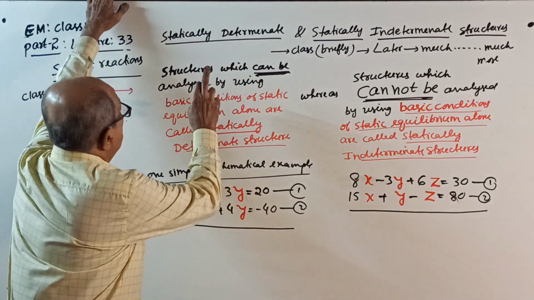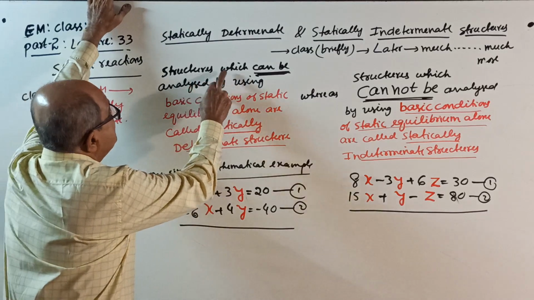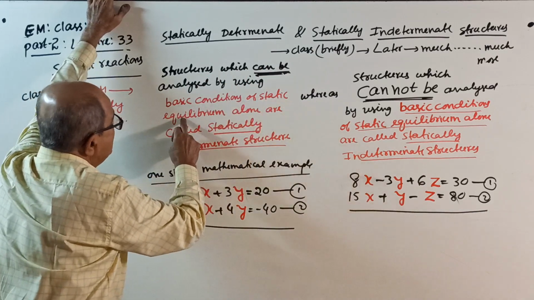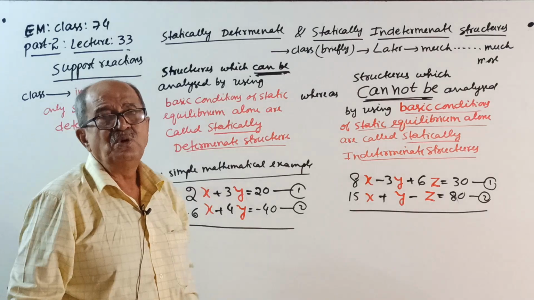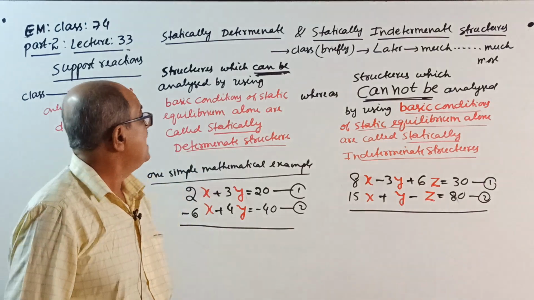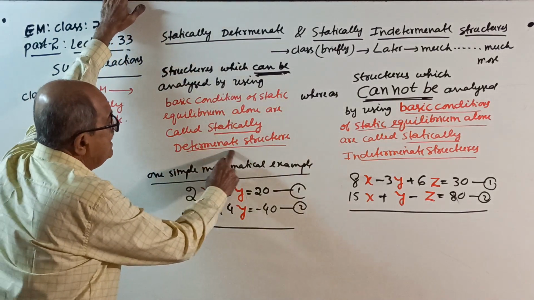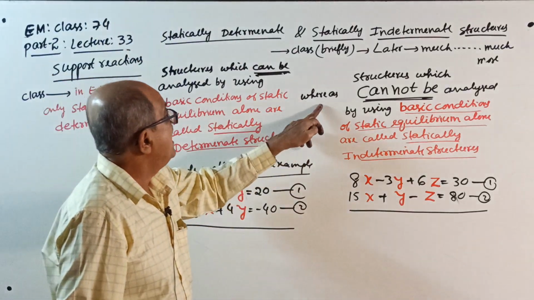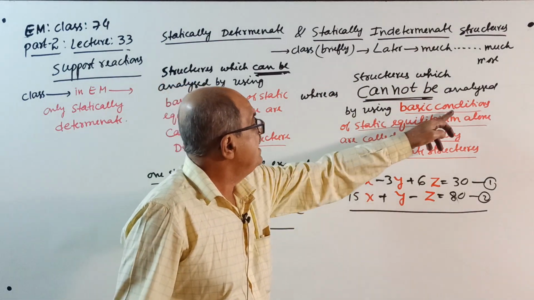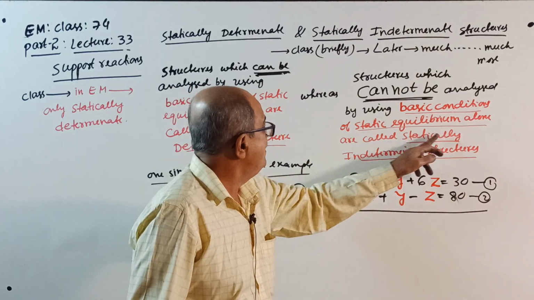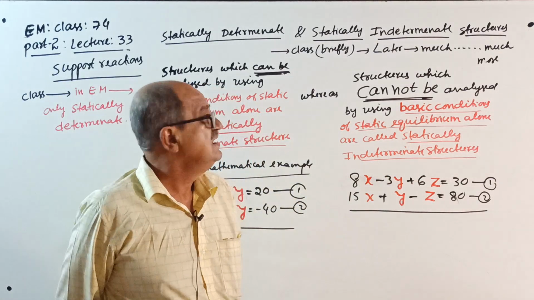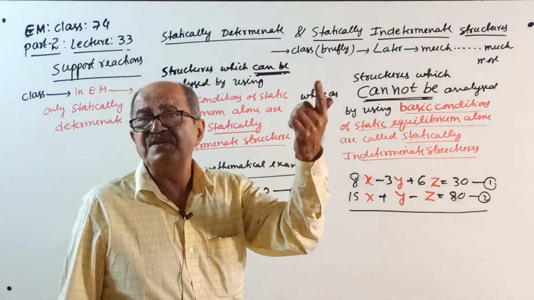Okay. Now, still briefly, structures which can be analyzed by using basic conditions of static equilibrium alone. Suppose you can analyze a structure by using only basic conditions of static equilibrium, it is called a statically determinate structure. Whereas structures which cannot be analyzed by using basic conditions of static equilibrium alone are called statically indeterminate structures. This will come when you go to structural analysis.